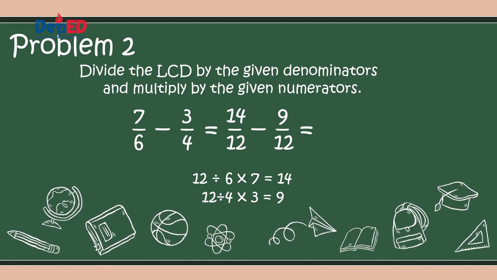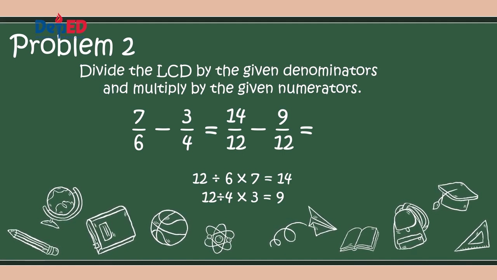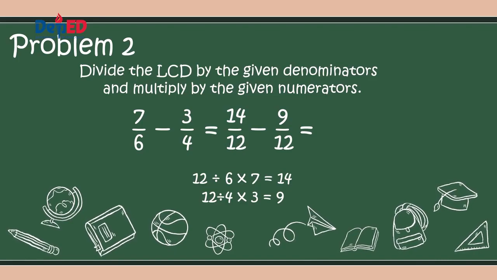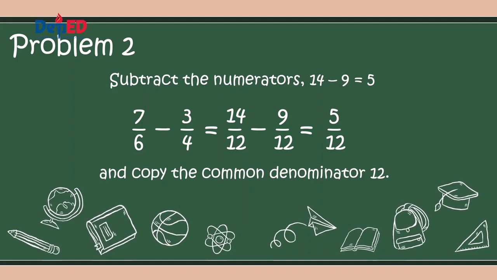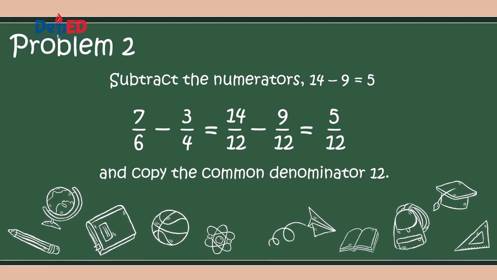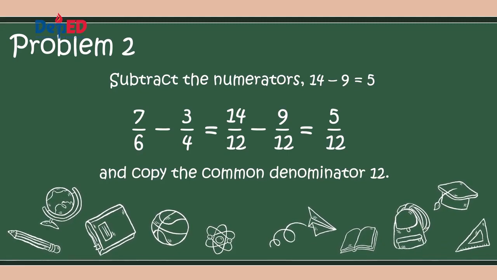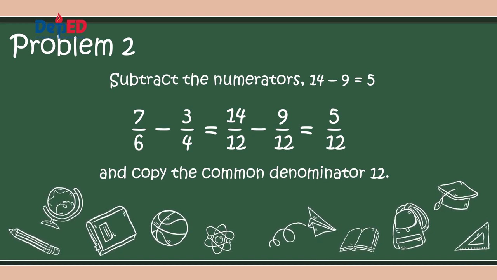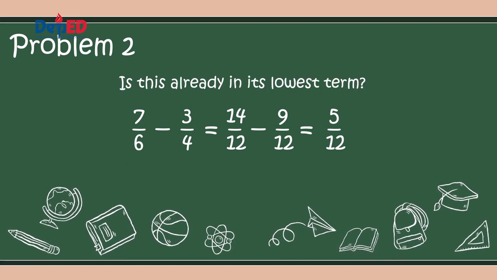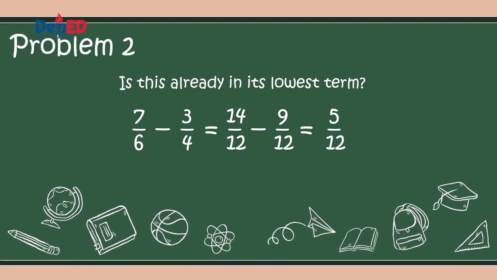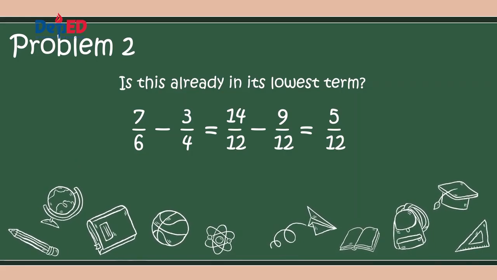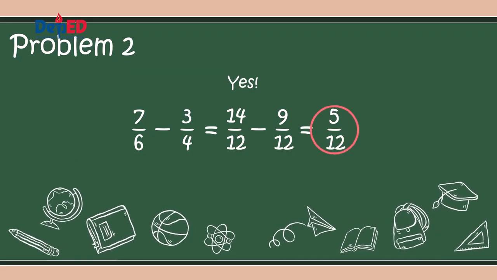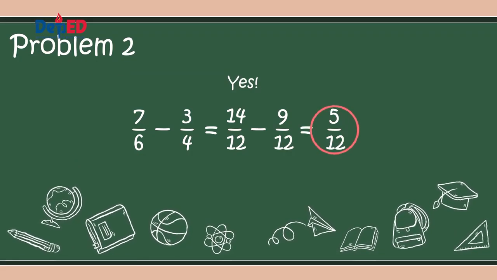We have now 14 twelfths minus 9 twelfths. Subtract the numerators. 14 minus 9 equals 5 and copy the common denominator, 12. We have 5 twelfths. Is 5 twelfths already a lowest term? Yes, our final answer is 5 twelfths.